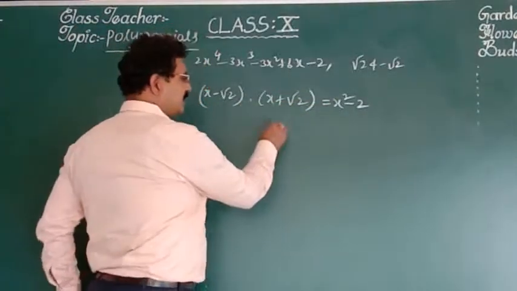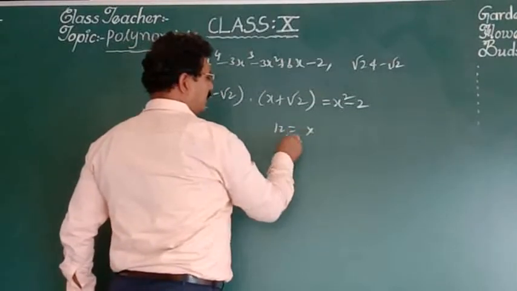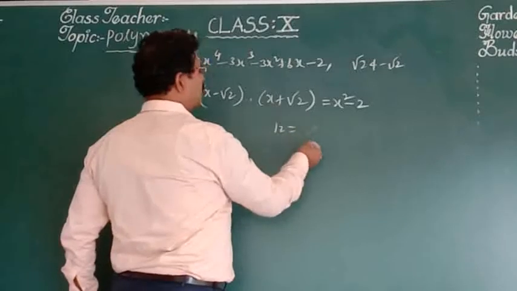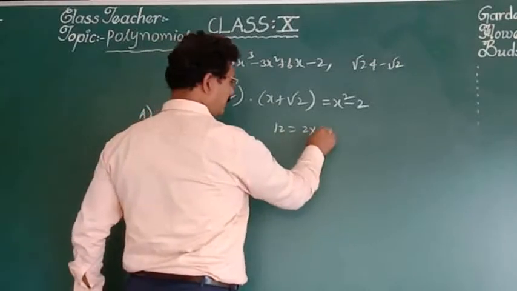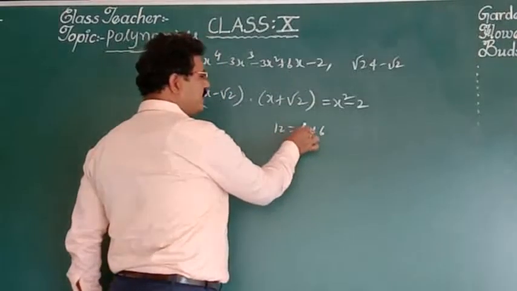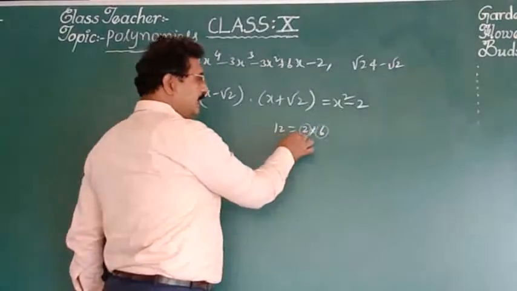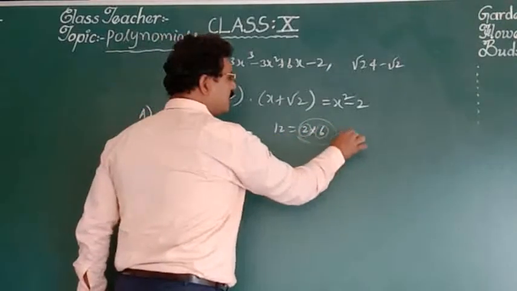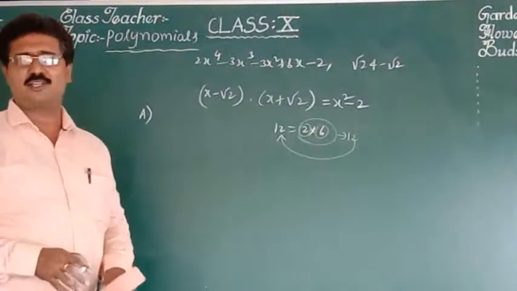Suppose 12 is equal to 2 into 6. That means if 2 is a factor and 6 is a factor of 12, then their product 12 is also a factor of the given number, because 12 is also a factor of itself.